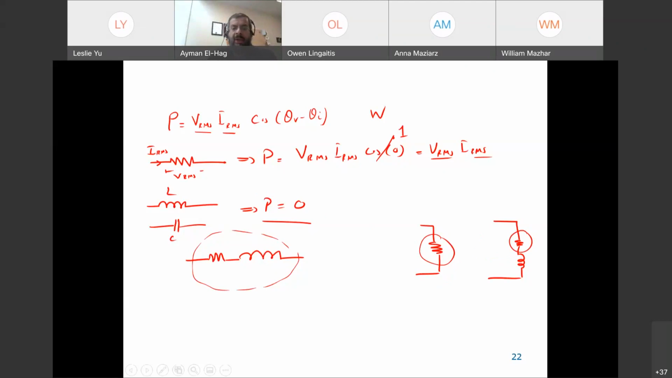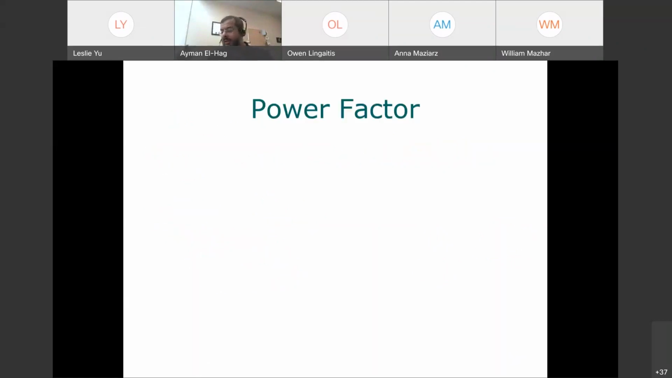Okay, so let's move now to the last topic that I'd like to cover, which is called the power factor. What is the power factor? The power factor is nothing but this cosine theta V minus theta I. So we give this a name. We call it the power factor. It means that the power P is equal to V RMS I RMS times the power factor.